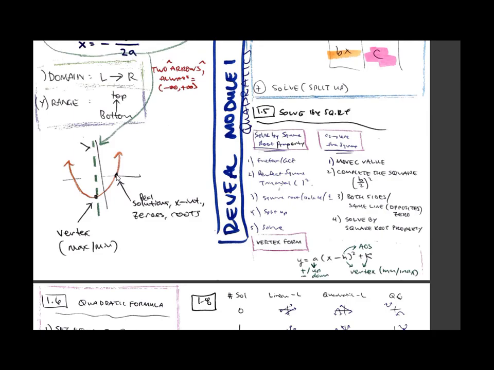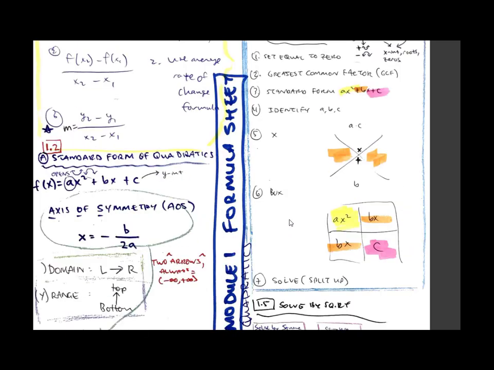These points that cross the x-axis are what you're trying to find in all the 5 ways of solving quadratics. That would be real solutions. They're also called x-intercepts, zeros, and roots.